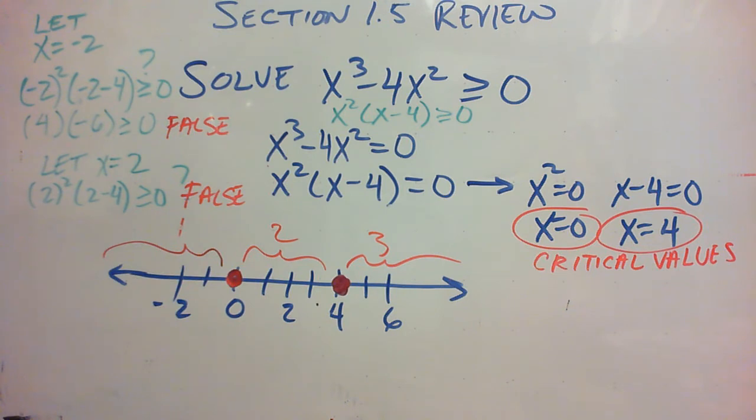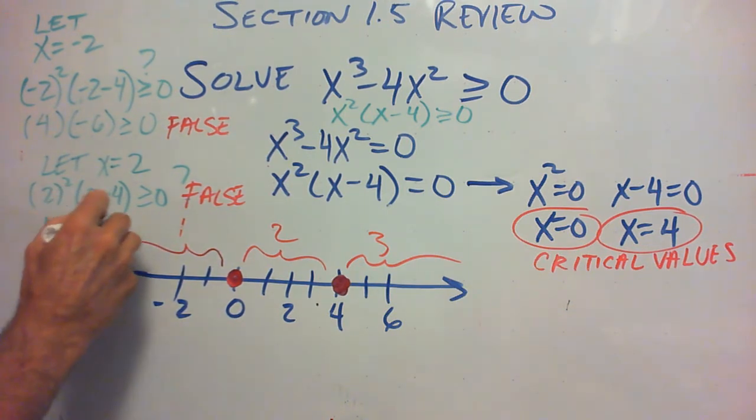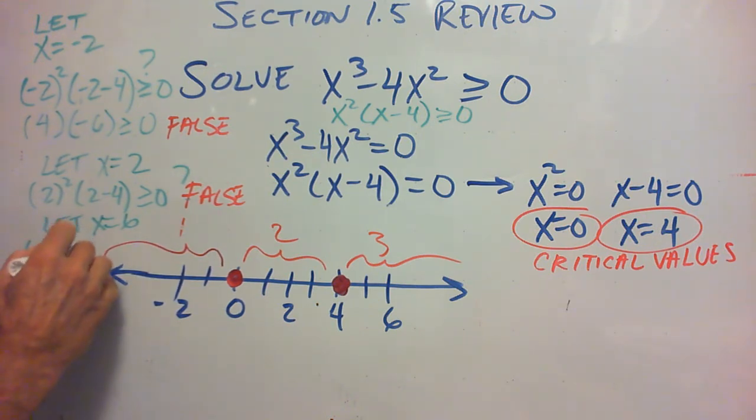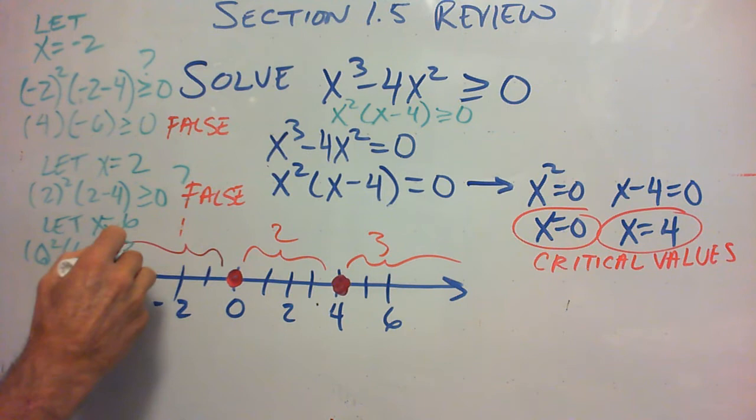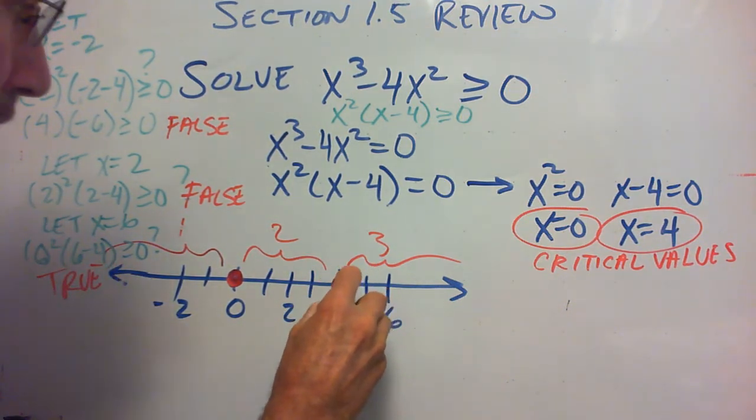So then we go to the third interval, and I'm going to let x equal 6. When we plug that in, we get 6 squared times 6 minus 4. Is that greater than or equal to 0? Well, that's 36 times 2. That's true. So we do shade the third interval.